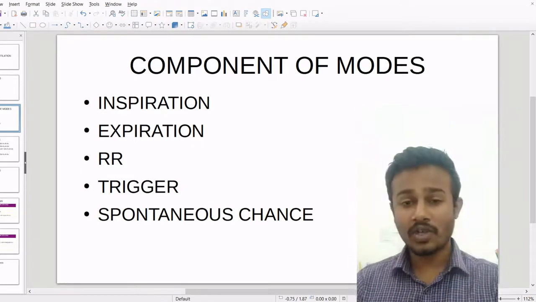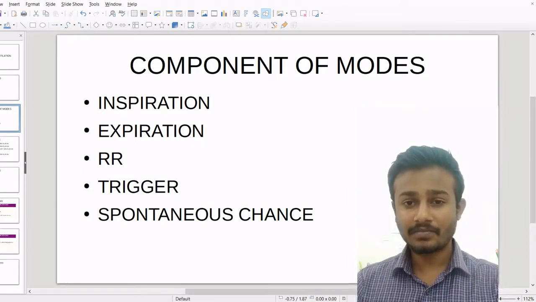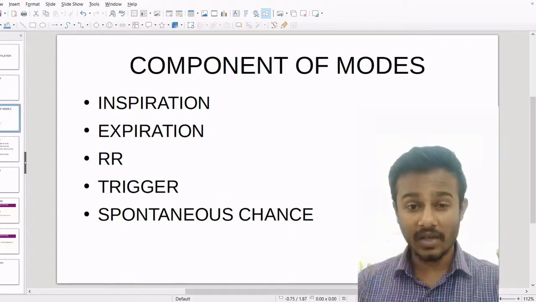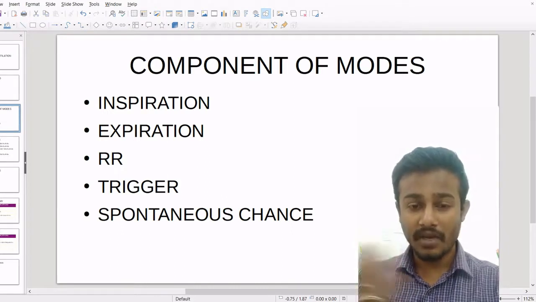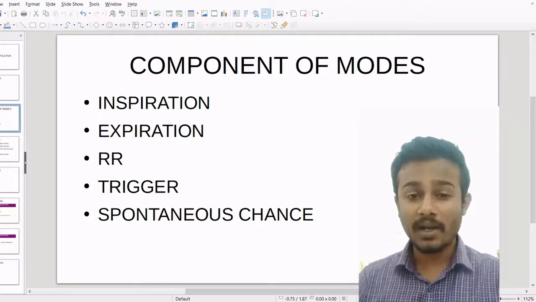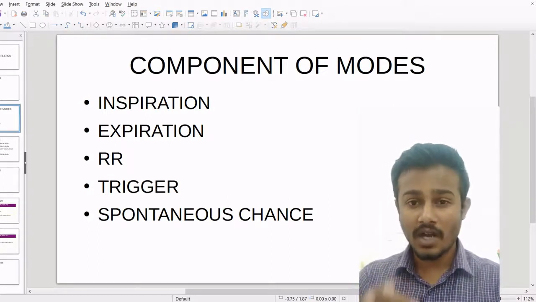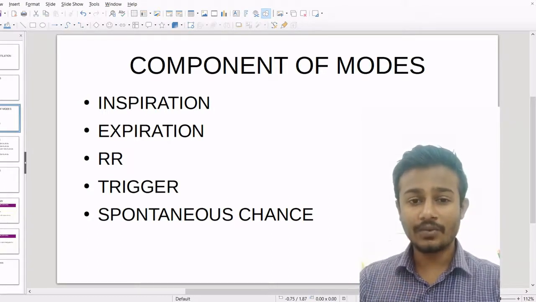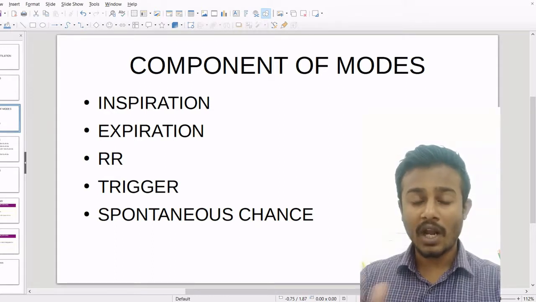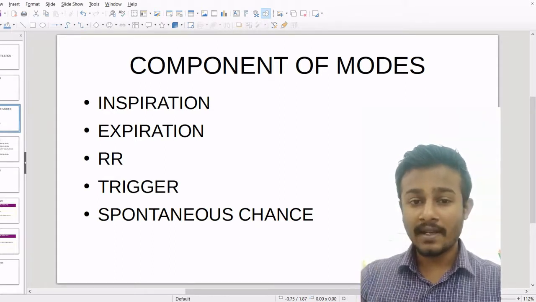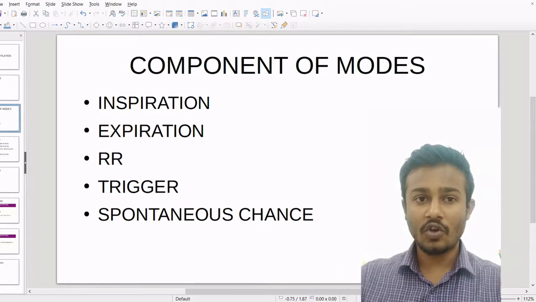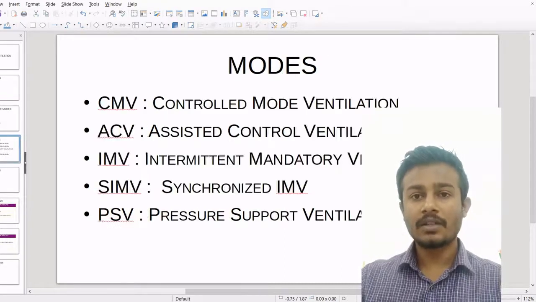So how does the inspiration cycle to expiration? Then you also have to set the respiratory rate. You also have to set the trigger. So does the patient trigger it, or does the machine automatically decide by itself when to start the inspiration? And you have to specify if you're allowing the machine to let the patient take in a spontaneous breath or not.